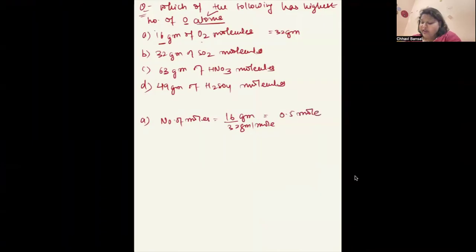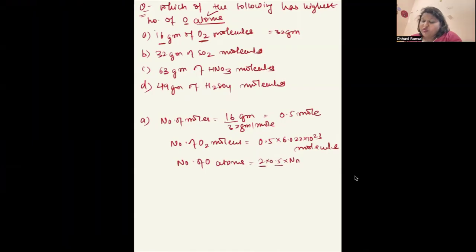Now, 1 mole contains Avogadro number. So the number of oxygen molecules in this much will be 0.5 into 6.022 into 10 raised to 23 molecules. Now we got the molecules. We know that each molecule of O2 has 2 atoms of oxygen, so by multiplying with 2, I will get the number of atoms. Number of O atoms is 2 multiplied by 0.5 into Na. 2 into 0.5 is 1, which is equal to Na number of atoms. Fine. This is part A.